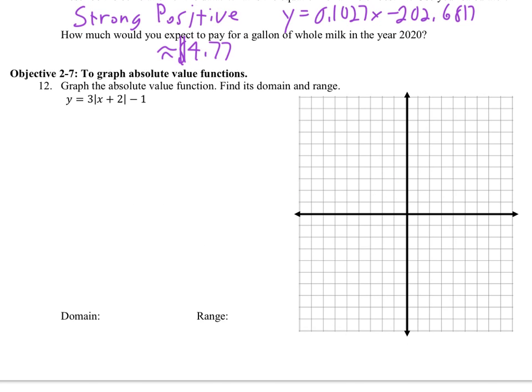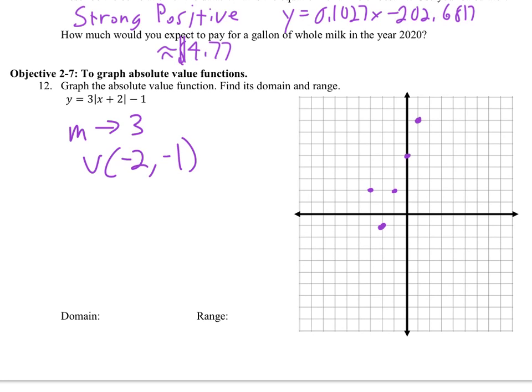For number 12, we need to graph the absolute value function and find its domain and range. So again, some of the things we can tell: the slope as we go to the right of the vertex is 3. The vertex is at -2, -1. So I can start there, -2, -1. As we go to the right, it has a slope of 3, so up 3, right 1. It's going to look like that.